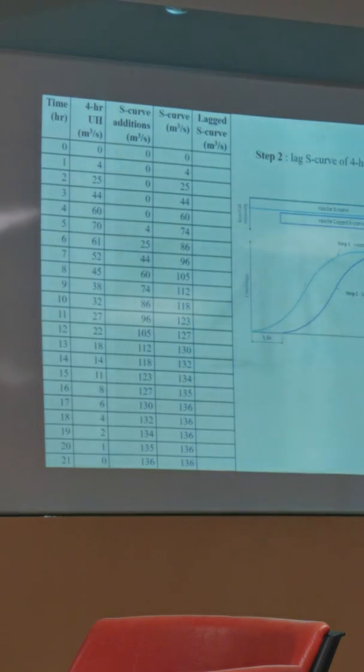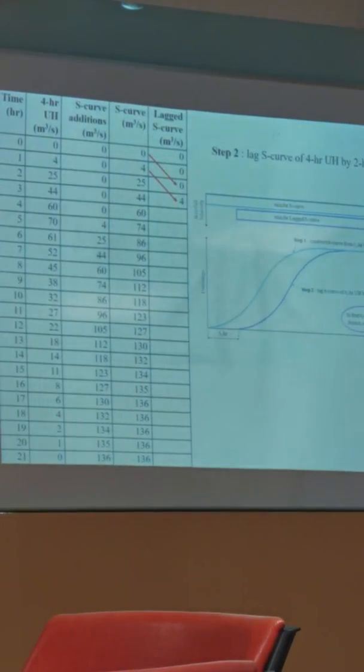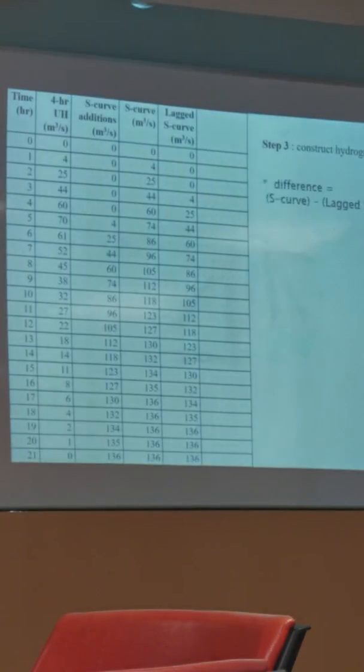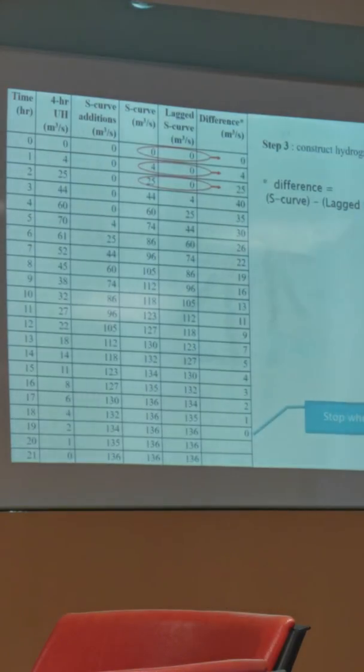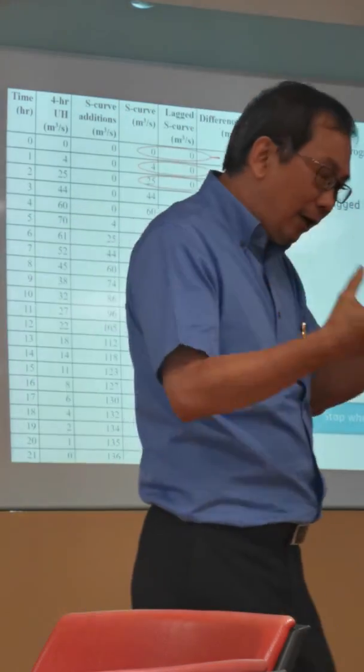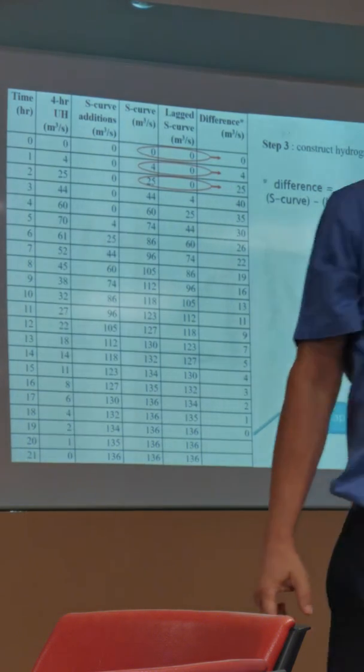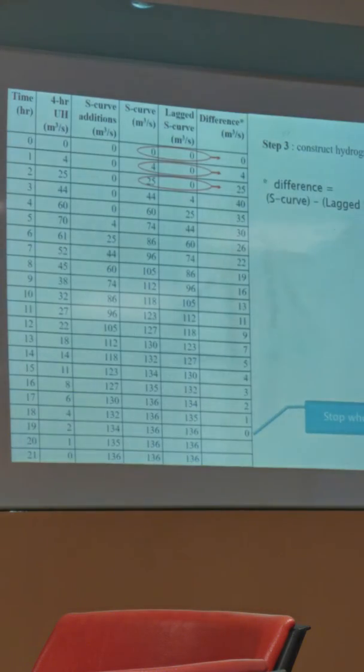And then subtract one from another. Alright? The 0 lag by 2, the 4 lag by 2, 25 lag by 2, and 44 lag by 2. Everybody lagged by 2. And then you subtract one from another. Subtract the lag curve from the original curve. Alright, so this is a unit hydrograph. Sorry, this is a direct runoff hydrograph. It's 2 hours, and this is 0.25. So this is a 0.5 unit hydrograph. This is not a unit hydrograph.